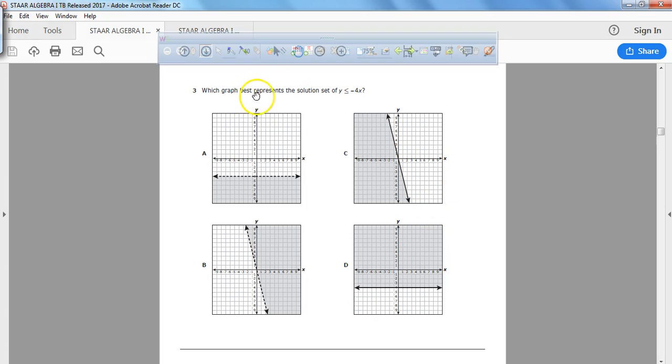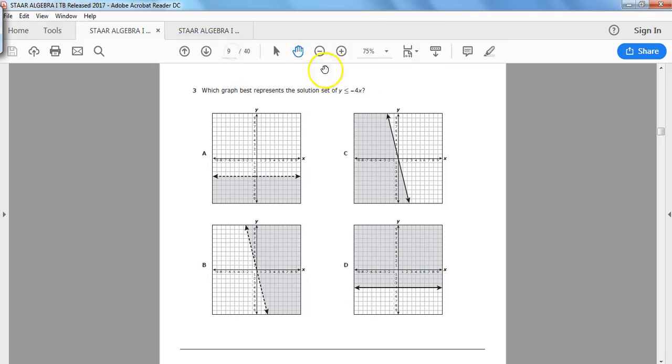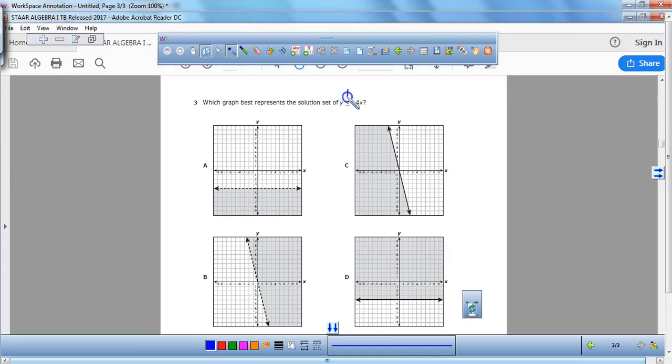Okay? It says, which graph best represents the solution set if y is less than or equal to negative 4x? Now, typically, in the old days, you'd have to know that this means 2 things. One, you're going to have a solid line. Anytime you have an equal to sign right there, it's going to be a solid. And 2, it's going to be shaded below. Below the line, shaded below. That's what the less than or equal to is. So obviously, it's either going to be this one or this one. Well, this is shaded above. This is shaded below. So the answer is going to end up becoming C.